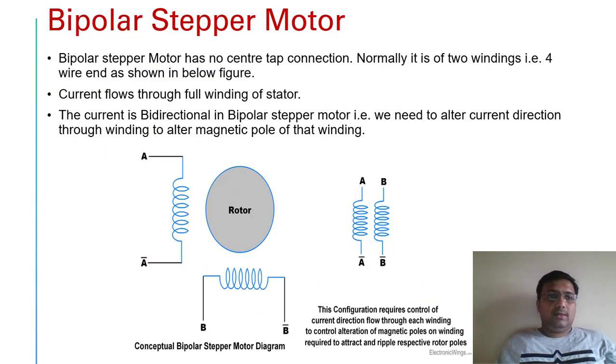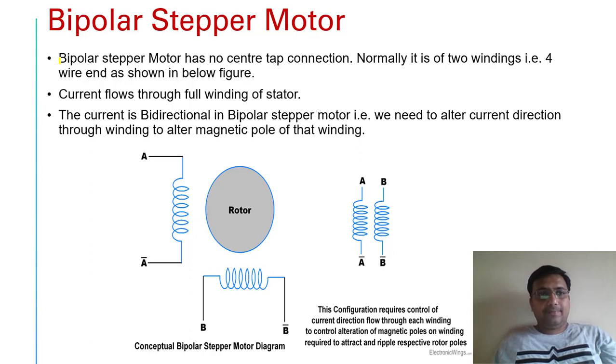We'll move forward now to the bipolar stepper motor. In the bipolar stepper motor, there are no center tap connections. Normally it has 2 windings, that is 4 wires, as shown in the figure. So this is A and A bar, this is the A winding, and this is the B, B bar winding. We have a rotor between A and B.